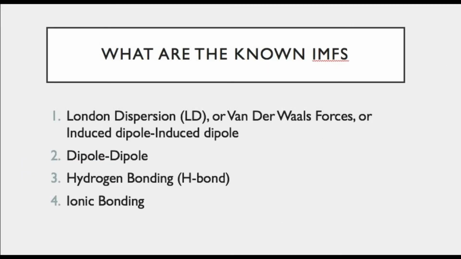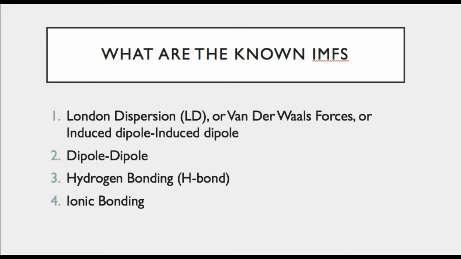All right, so let's take a look at what the actual intermolecular forces are. So first off, you have London Dispersion, otherwise known as van der Waals forces or induced dipole. Typically, most people just write LD for London Dispersion. Now, that is the weakest intermolecular force. The second weakest intermolecular force is dipole-dipole. The second strongest intermolecular force is hydrogen bonding, otherwise denoted as H bond.